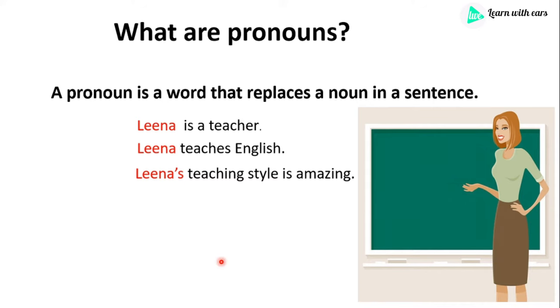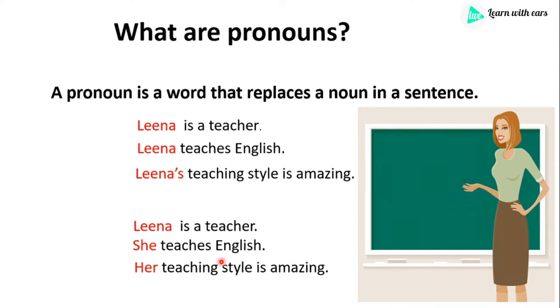Now let's understand it in this way. Lena is a teacher. She teaches English. Her teaching style is amazing. So you can notice that we are using she and her in the place of a noun. Okay? So we are replacing the noun and putting she, which is a pronoun, and her, which is a pronoun. Now we understood pronouns. A pronoun is a word that replaces a noun.